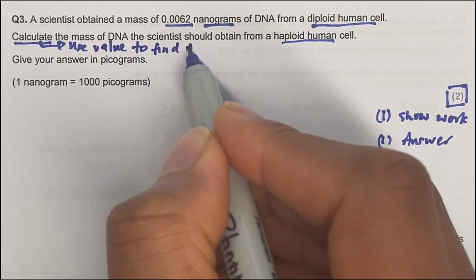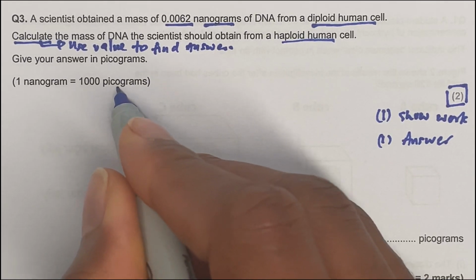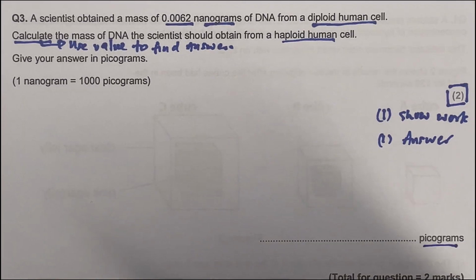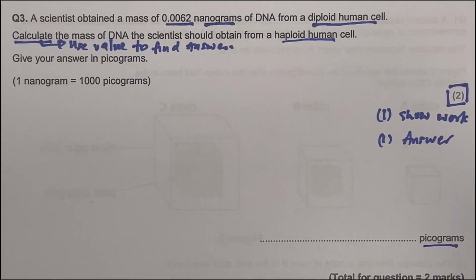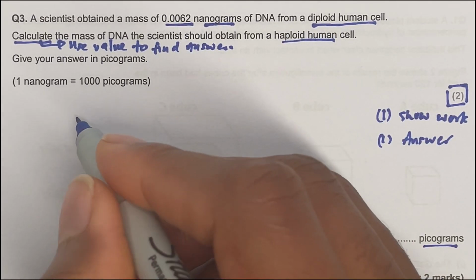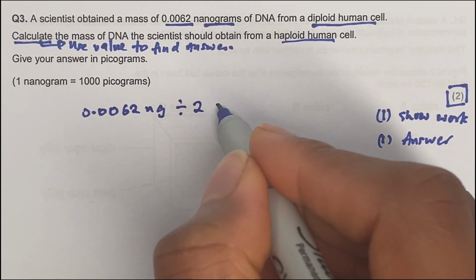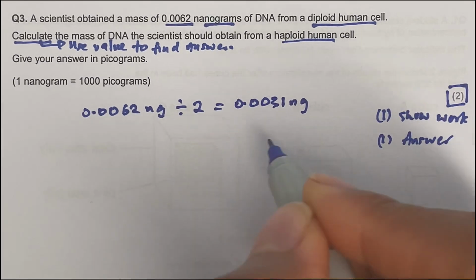1 nanogram is equal to 1000 picograms. This is very important because my answer should be in picograms. Okay, we'll come back to that. Diploid cells are 2 sets. Haploid cells are 1 set. Remember, haploid cells are found in gametes, and that's just 1 set. So we need to divide this value by 2. That gives us a haploid cell. So 0.0062 nanograms divided by 2 gives us 0.0031 nanograms. Okay, so that's our first step.